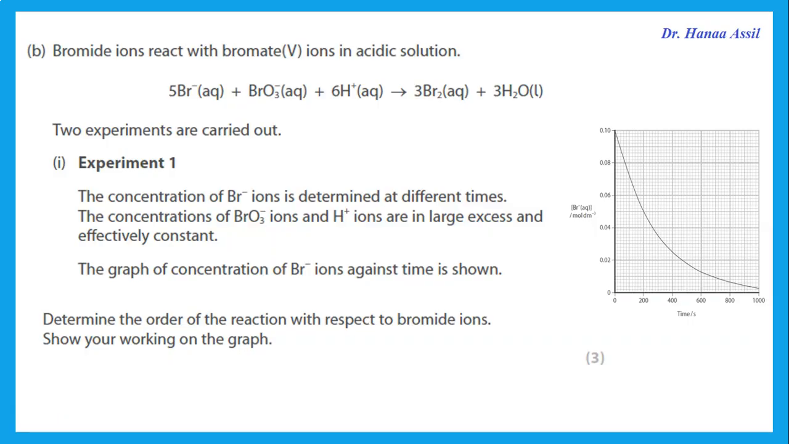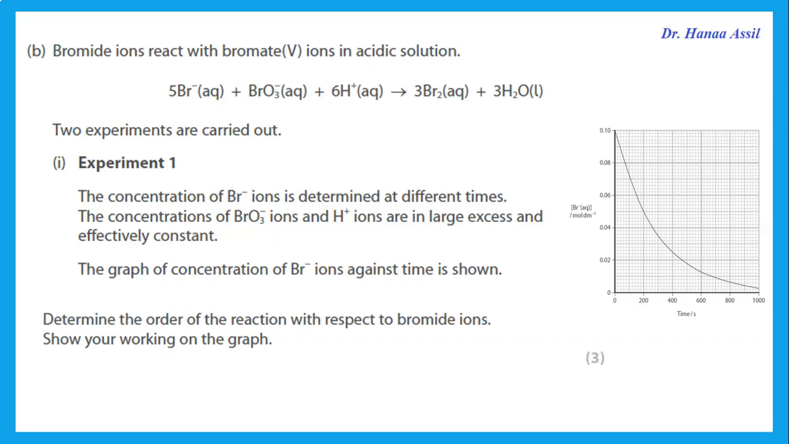Bromide ions react with bromate ions in acidic solution. Two experiments were carried out. In experiment 1, the concentration of bromide ions is determined at different times. The concentrations of bromate and H+ ions are in large excess, and we get this graph of concentration of bromide ions against time.